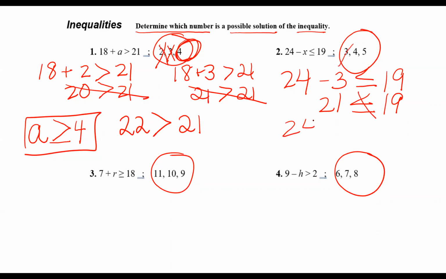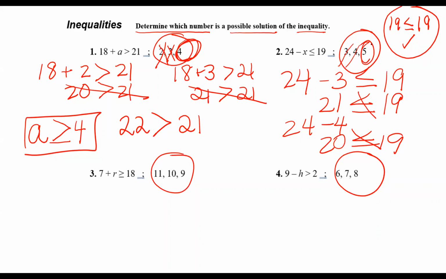So that doesn't work. So there goes the 3. Let's try 4. 24 minus 4, that's 20. Is 20 less than or equal to 19? No, that doesn't work. So there goes the 4, so it's got to be the 5. And if you want to do mental math, you know in your head that 24 minus 5 is 19. Is 19 less than or equal to 19? Well, it's not less than, but it sure is equal to, and that's one of your options. It can be equal to. So that works. That's a true statement. So that means your possible solution is 5, which again means that X has to be 5 or more. And we'll get more to that tomorrow.